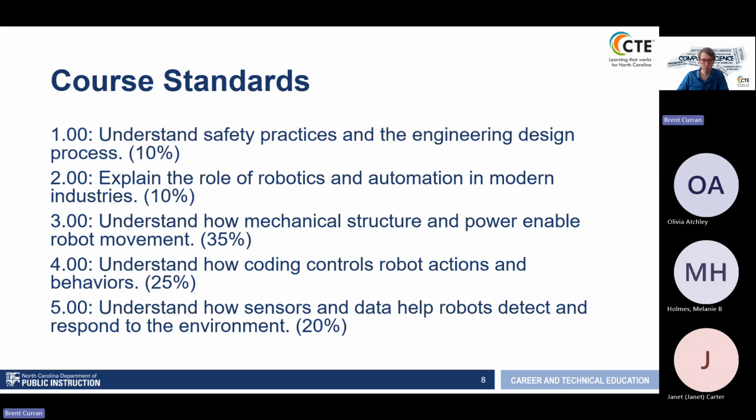And then standards 3, 4, and 5, this is the true content of the class. We're going to build robots with mechanical structure. We're going to power them to enable movement. Students should code the controls of the robot so it can do different actions and have different behaviors. And then lastly, we're going to use sensors and data to help robots detect and respond to things in the environment.